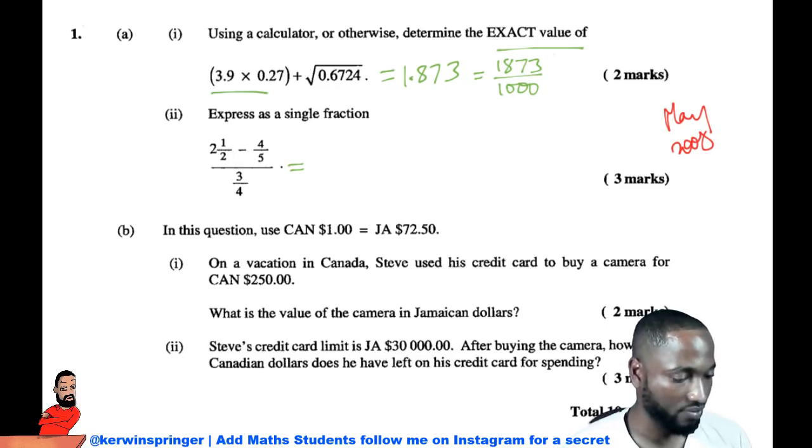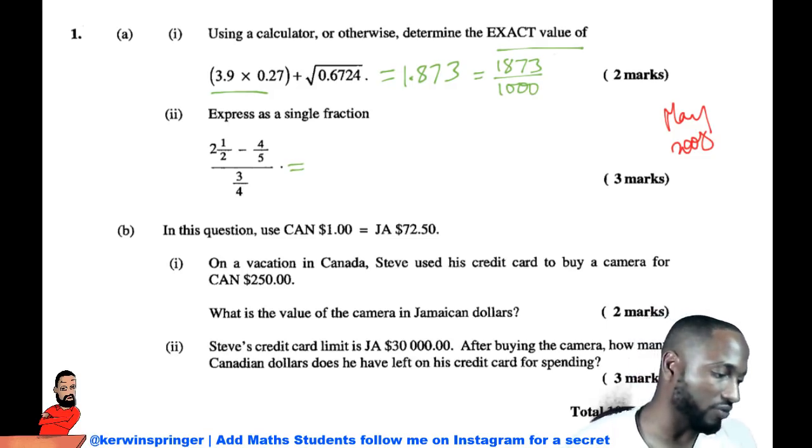2.5 take away 4/5 divided by 3/4. So your answer is 34/15.